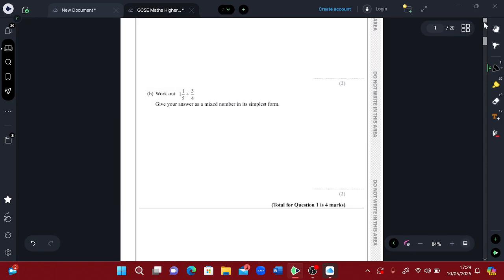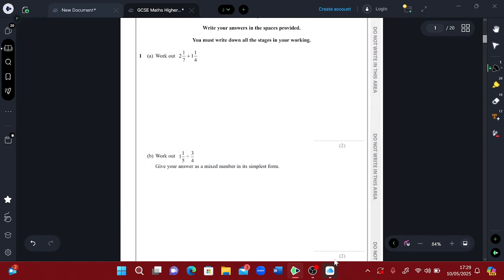So the first question is the fractions. I'd almost definitely expect a fraction question like this to appear on your first paper. So let's get started. First of all, work out this mixed fraction.